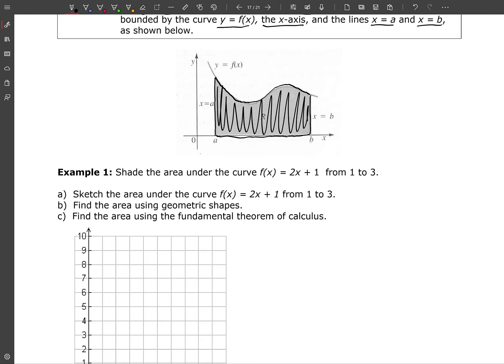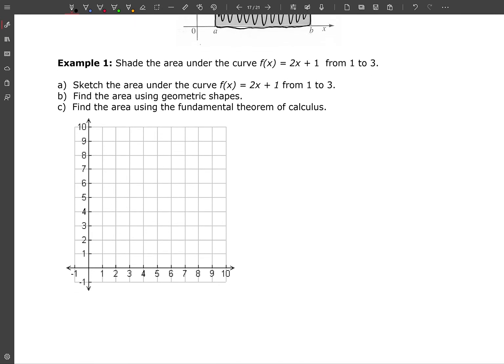All right, let's take an example of this. Example 1: shade the area under the curve f of x equals 2x plus 1 from 1 to 3. Oh, that's an easy curve. That's just a straight line. 2x plus 1 has a y-intercept of 1 and a slope of 2. So I'm just going to quickly plot some points to make this line easy to draw.